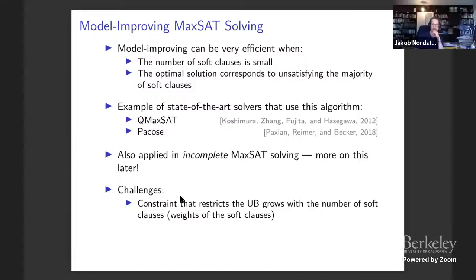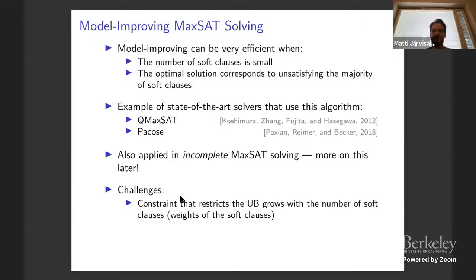Okay, fair enough. Model improving can be very efficient when the actual optimal cost is quite high, so you can't really satisfy many soft clauses, because then you're bound to terminate quite quickly. And there are solvers that use variants of this algorithm, so one shouldn't totally disregard this. There are cases where this can be very effective. And going beyond complete, as Jeremias will spell out in more detail later, this approach is indeed applied together with other things in the realm of incomplete solving.